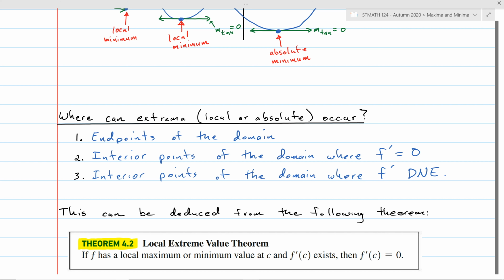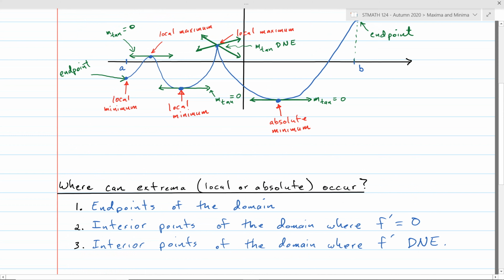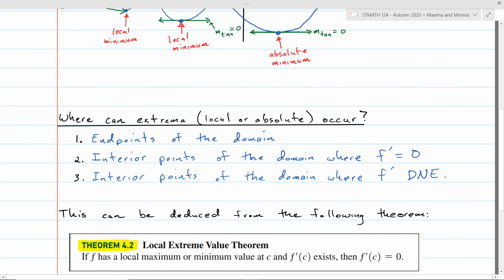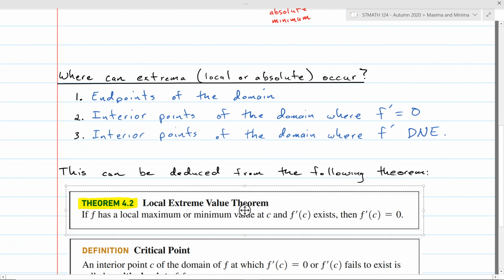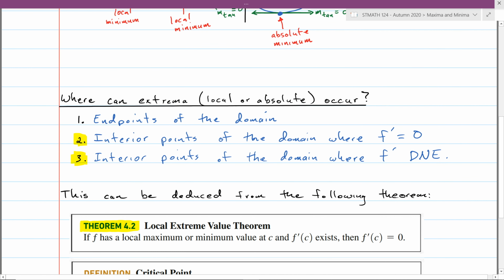And where are the two kinds of places where the derivative doesn't exist? Well, it could be at the endpoint of the domain, because the way we define derivatives in terms of a two-sided limit, derivatives don't exist at the endpoints. Or it could just be a place in the middle, like that sharp point that we see there in the middle of that graph, where the derivative just does not exist. All three of those kinds of points that I mentioned before, you can deduce that's what you might get from this theorem. And the kind of points listed in number 2 and 3 there, the interior points where the derivative is equal to 0 or the interior points where the derivative doesn't exist, those have a special name.